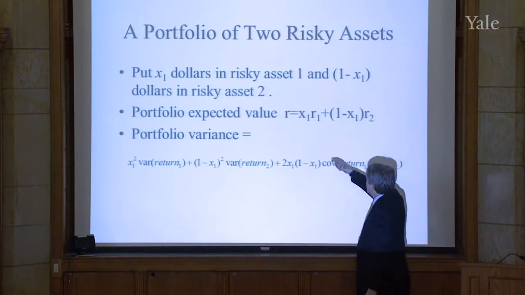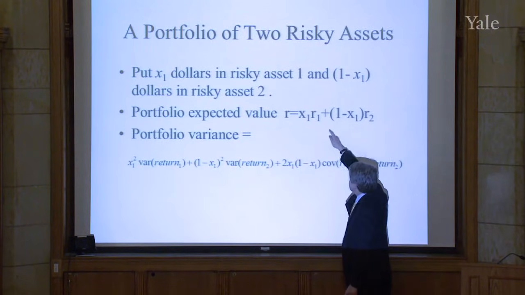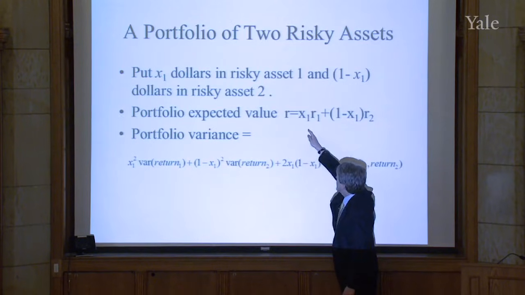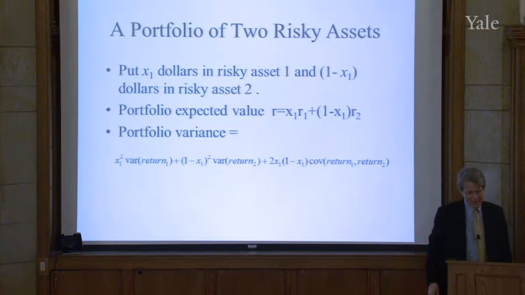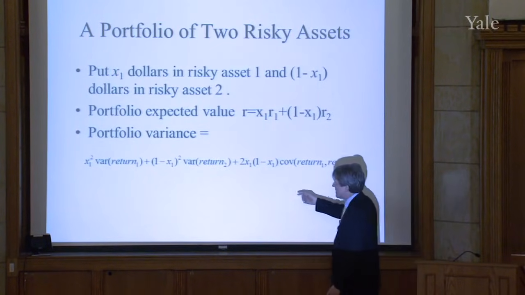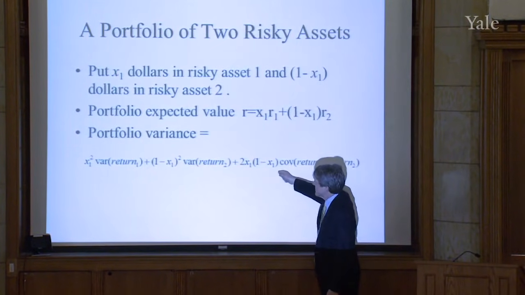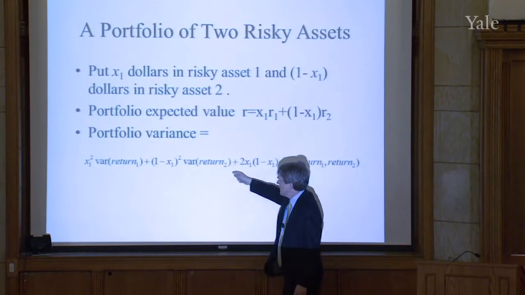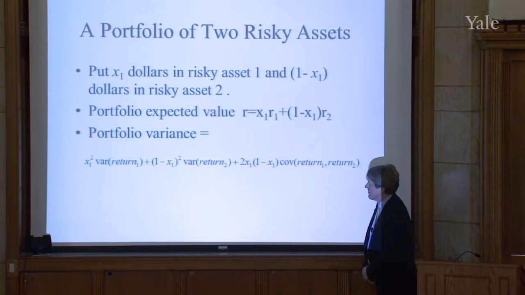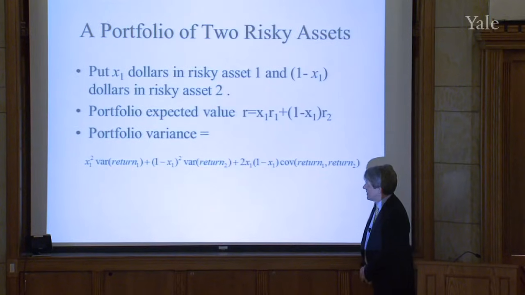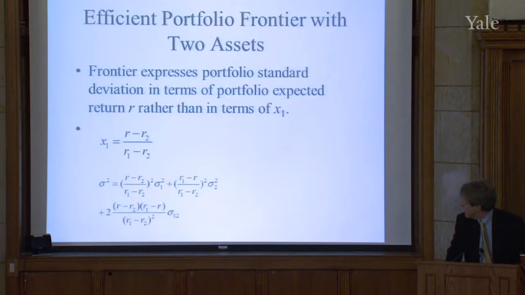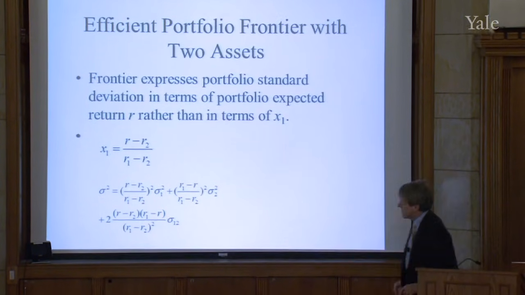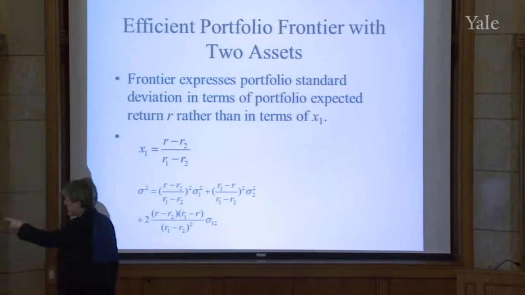So I start out with $1, so if I put X1 in the first one, I have 1 minus X1 left for the other one, so it's very simple. And this is the formula for the variance of the portfolio, which we saw essentially in the second lecture. So what I can do is go through the same sort of exercise I did there with two risky assets, all right? And so what I want to do is draw a curve something like this.